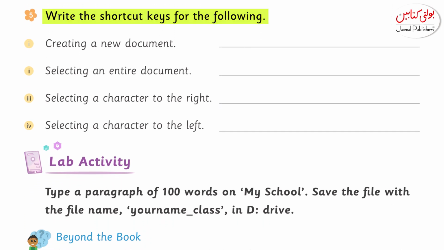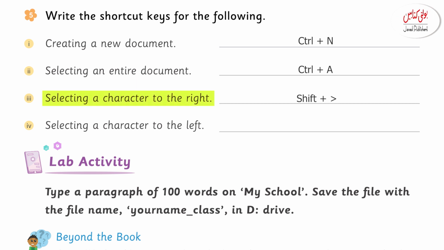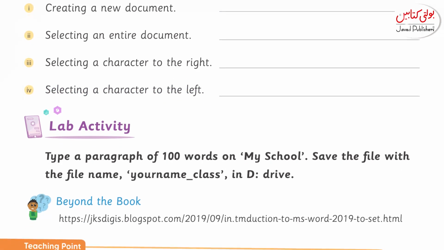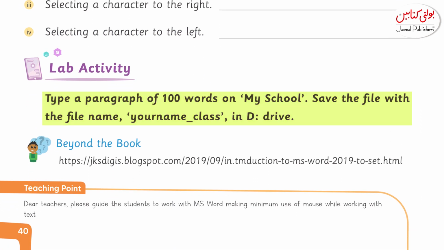Question 5. Write the shortcut keys for the following. Creating a new document. Ctrl plus N. Selecting an entire document. Ctrl plus A. Selecting a character to the right. Shift plus right arrow key. Selecting a character to the left. Shift plus left arrow key. For the lab activity, type a paragraph of 100 words on My School. Save the file with the file name Your Name Class in D drive.